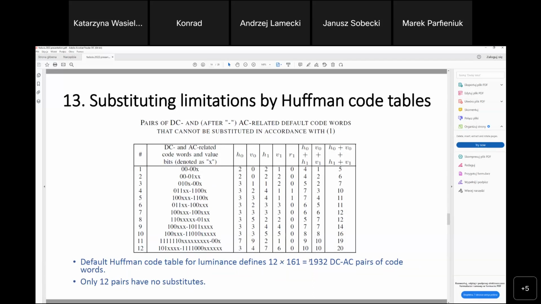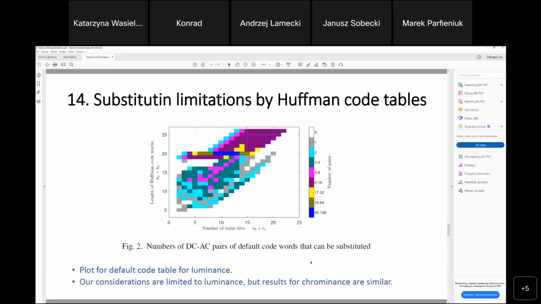This seems to be not a problem because in total there are about 2000 DC-AC pairs of code words related to the default Huffman code table. But the problem is that such combinations can occur quite often for low quality settings.